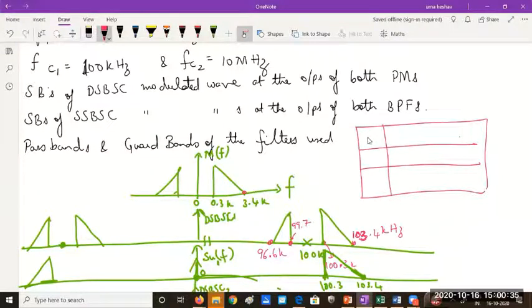So here, stage 1, stage 1, stage 2. DSB-SC first we need, then we need SSB-SC. So sidebands means it ranges. USB ranges from where to where? 100.3 to 103.4. Yes or no? See, here only we have shown 100.3 to 103.4 in stage 1.